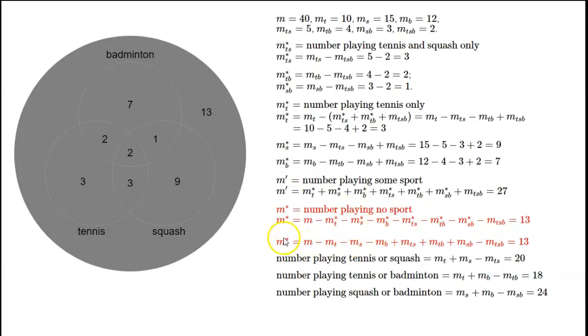And what we end up with is this expression here: M star is M minus MT minus MS minus MB plus MTS plus MTB plus MSB minus MTSB. So again, M with no subscript with a plus, MT, MS, MB with one subscript with a minus, MTS, MTB, MSB with two subscripts with a plus, and MTSB with three subscripts with a minus. So when you've got an even number of subscripts, it comes in with a plus, and when you've got an odd number of subscripts, it comes in with a minus.